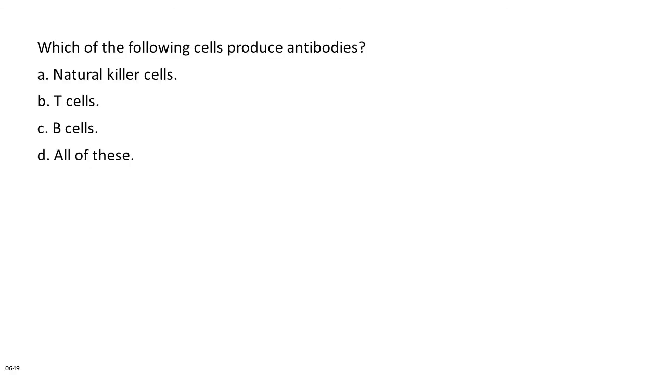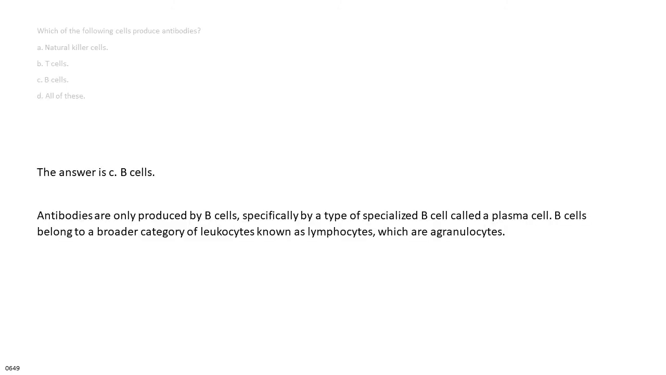Which of the following cells produce antibodies? A. Natural killer cells. B. T cells. C. B cells. D. All of these. The answer is C. B cells.